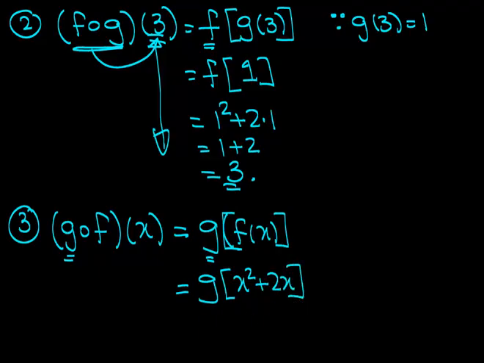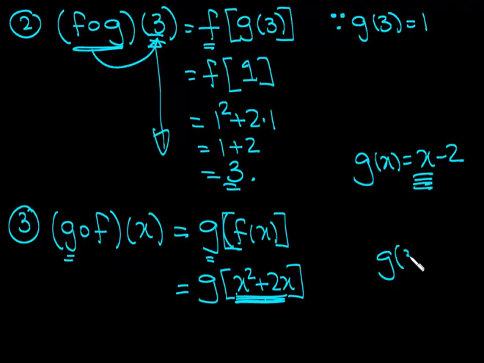So in the function g, I want to replace all the x's. Remember, my function g is this. I'll just write it on the side. I want to replace all the x's with x squared plus 2x, because this is my input now. This is what I want to evaluate the function g at. Normally we evaluate it at 3 or something like that. We replace x with 3, so we get 1. But instead of 3, we have something more complicated, x squared plus 2x.